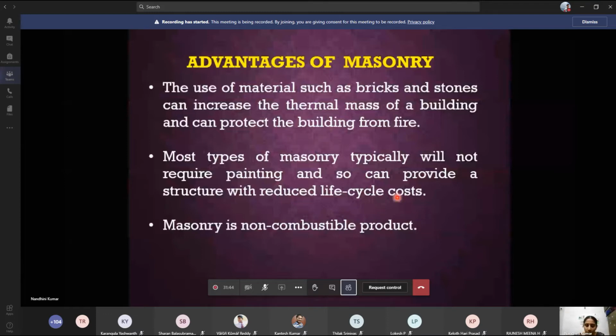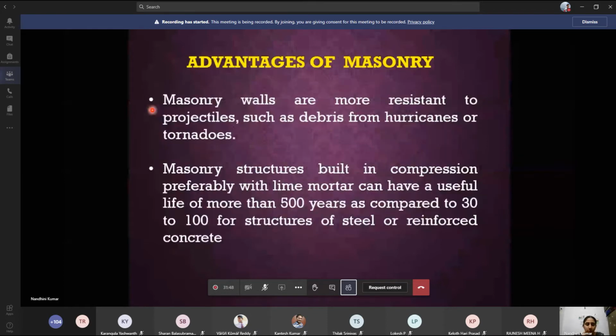Masonry is not a combustible product. Masonry walls are more resistant to projectiles such as debris from hurricanes and tornadoes. Masonry structures are built in compression, preferably with lime mortars, and will be useful for a lifespan of 500 years, compared to 30 to 100 years for structures of steel and reinforced concrete. Yes, if you go for a steel structure, the lifespan will be some 30 to 35 years.